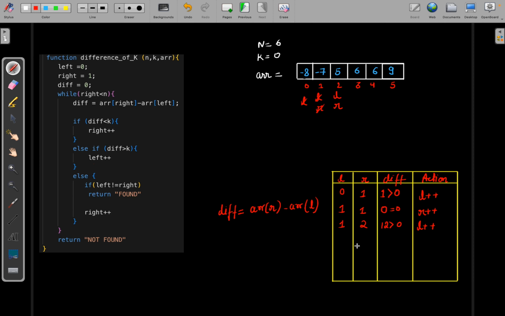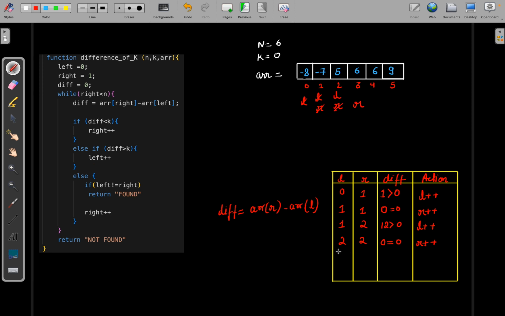Now again, L is pointing to 2, R is pointing to 2, right? Is right less than n? Yes, it is still less than n. Find the difference. 5 minus 5 will be 0. Is the difference less than k? No. Is the difference greater than k? No. So the difference is equal to k. But both are at the same position, so I will do right plus plus. See, L and R are both equal, so my right will move here.